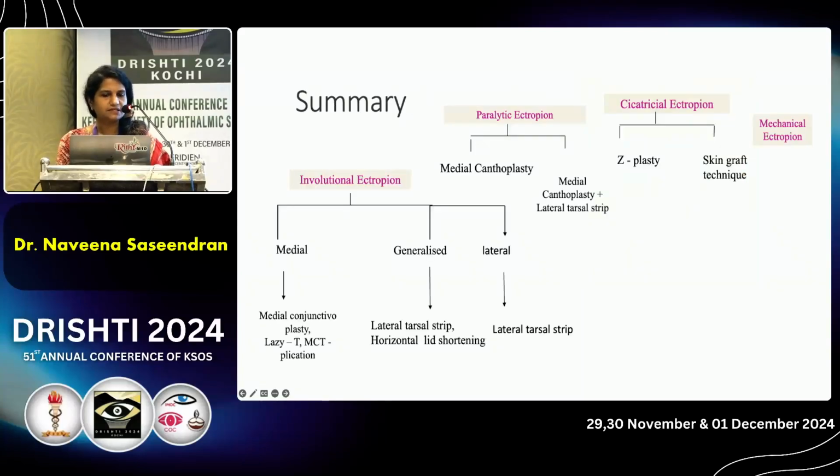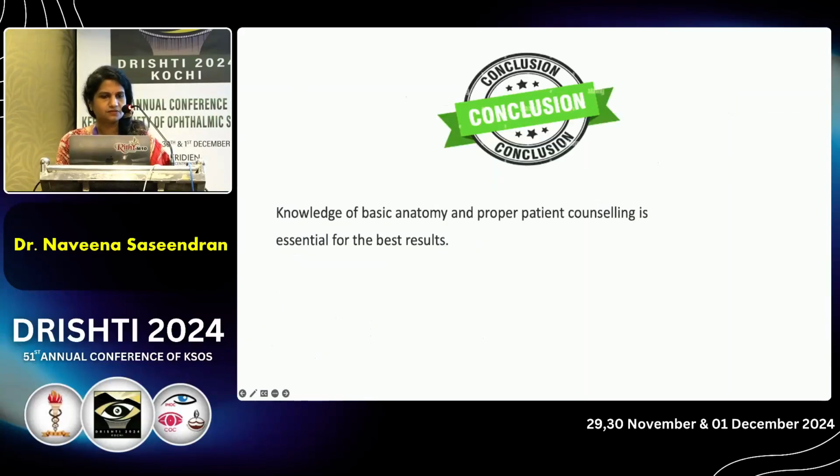So to summarize, in case of involutional ectropion, if it is medial, punctal eversion alone, you can do medial conjunctivoplasty. If it is associated with horizontal laxity, Lazy-T procedure is advocated. Generalized ectropion can be managed by horizontal lid shortening or lateral tarsal strip. And in case of lateral ectropion, lateral tarsal strip alone. And in paralytic ectropion, you can go for medial canthoplasty or lateral tarsorrhaphy. Cicatricial, depending upon the type of the scar, you can manage. And mechanical ectropion, treat the cause. So, to conclude, knowledge of basic anatomy and proper counseling is essential for the best results. Thank you.